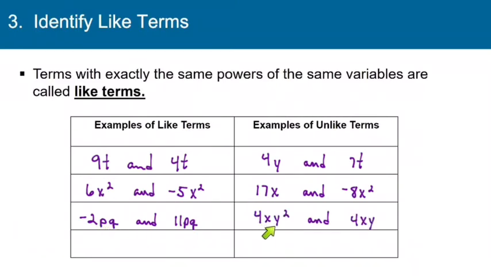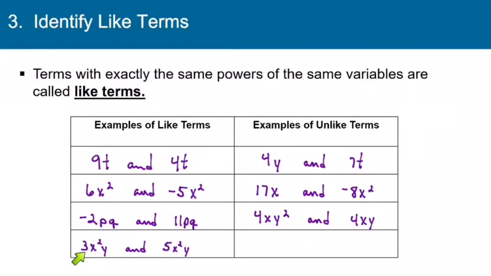But 4xy squared and 4xy would not be considered like terms because, again, even though they have the same variables, they don't have the same powers. This term contains y squared and this term contains only y. So these are unlike terms.